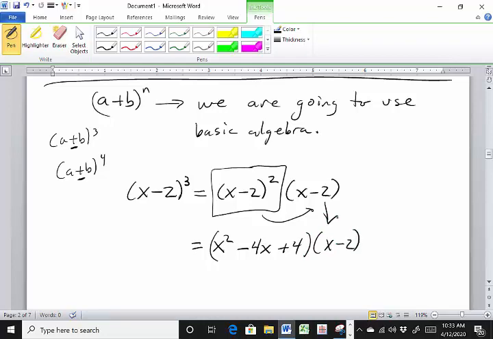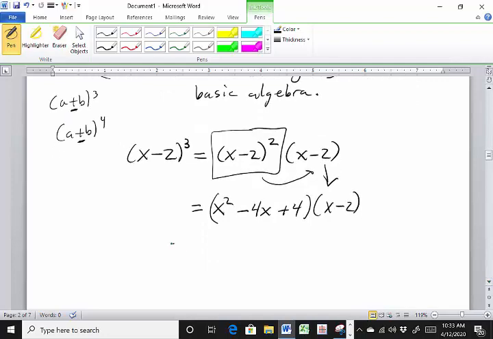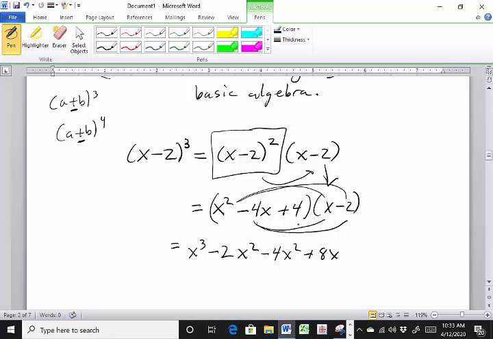Okay, so now we're back to a little review. We're just going to use the distributive law. So x squared times x is x cubed. X squared times minus 2 is a minus 2x squared. Minus 4x times x is minus 4x squared. Minus 4x times minus 2 is 8x. 4 times x is 4x. And 4 times minus 2 is minus 8. So we just need to combine like terms.